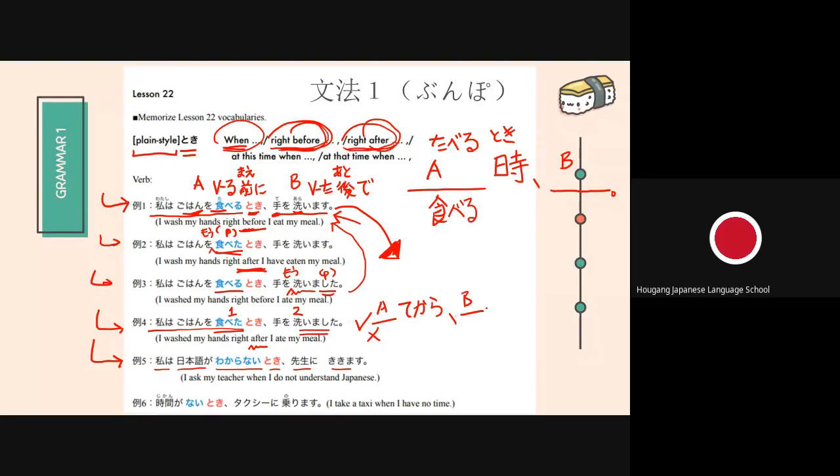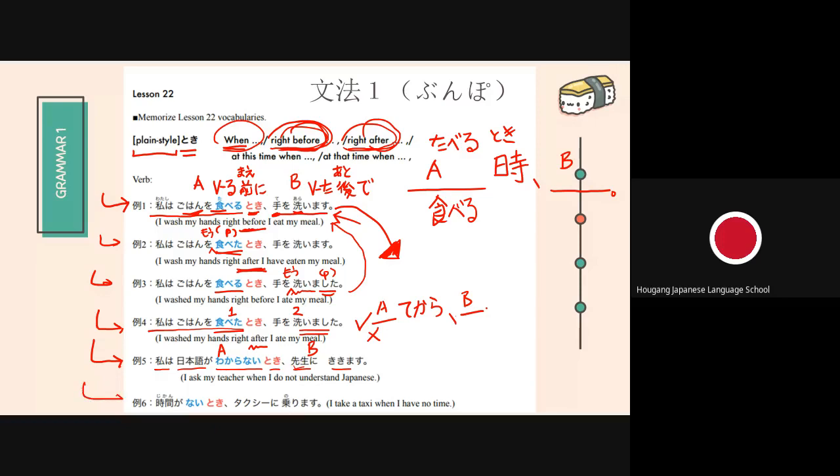Left or right first? Actually, you don't understand first, then ask the teacher, right? So A first, then B. Some sentence structures you are sure you know, it's which one comes first. If you don't know, then it could be right after or right before, so you need to think about it. Because at the point you don't understand, then you ask the teacher, right? Same for number nine.